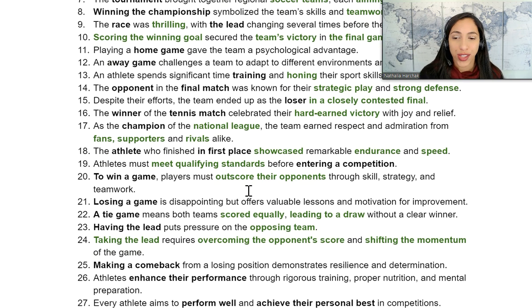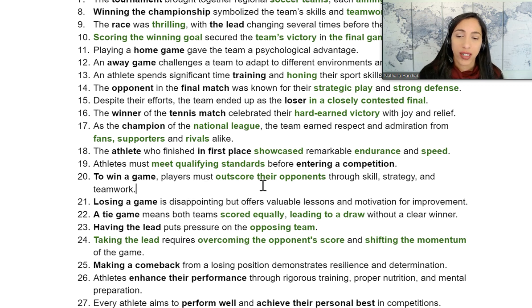The athlete who finished in first place showcased, which is like to show, remarkable endurance and speed. Endurance is resistance. Endurance. Athletes must meet qualifying standards before entering a competition, so they need to have everything that is necessary for them to be able or capable to join a competition, okay? To win a game, players must outscore their opponents. They need to have more points. Outscore means to have more points than the other team, okay?